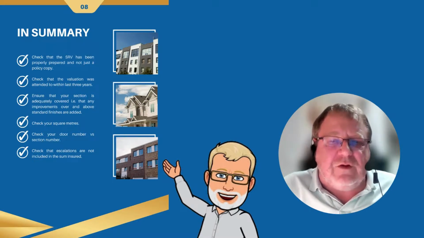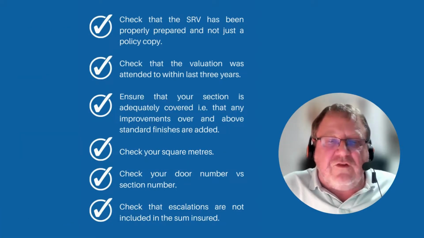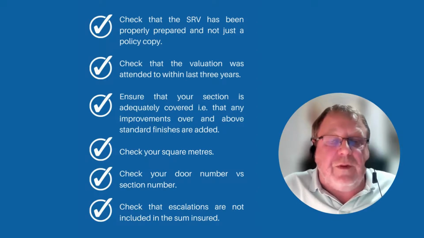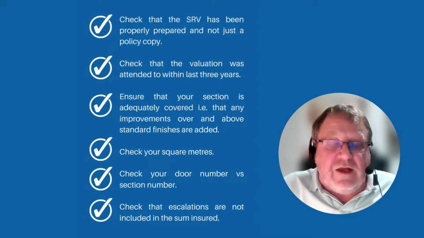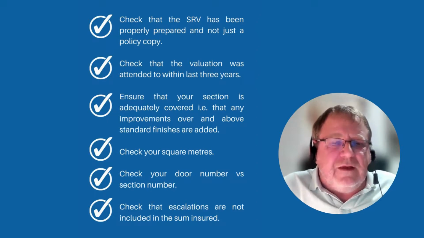We think it's a good idea to use the schedule of replacement value as a checkbox or a tick box scenario. Check that your schedule of replacement values has been properly prepared. So if you go to an AGM and there's just a photocopy of the insurance policy schedule in there, somebody has been a little bit lazy. I think they haven't actually followed the rule properly. Has it been properly looked at, or did they just at some stage send the valuation to the broker? So rather prepare a proper schedule.